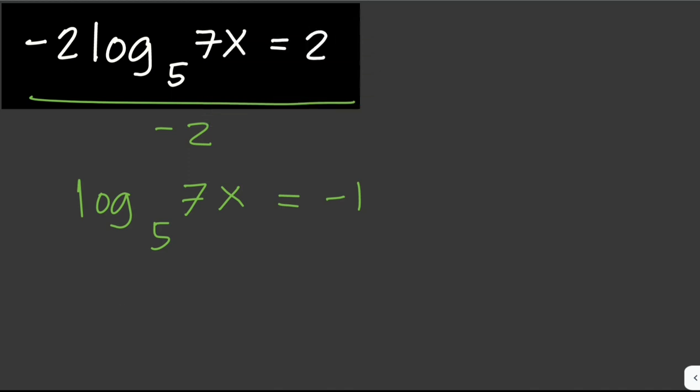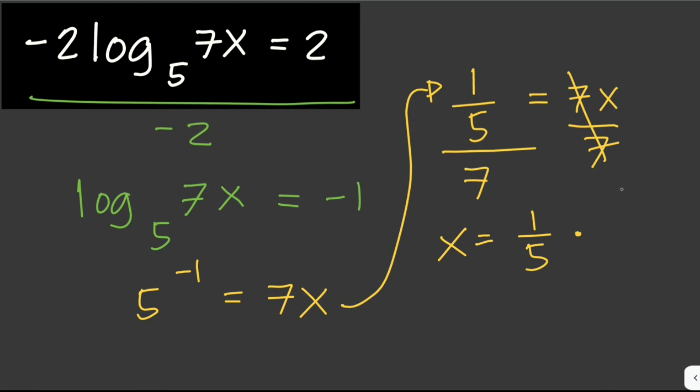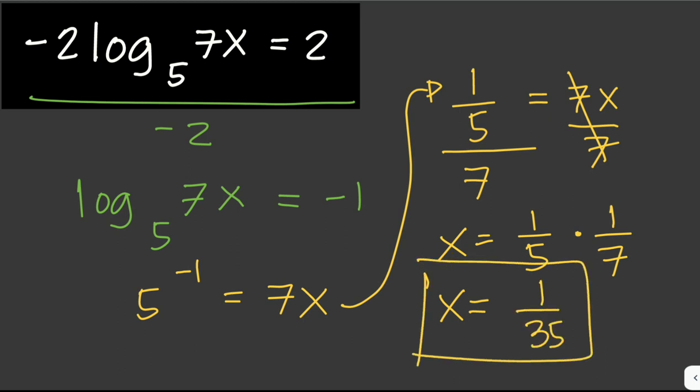And now we can write this as 5 to the negative 1 equals 7x. Multiplying by 1 over 7, this would give us x equals 1 over 35. So this is the value for our x.